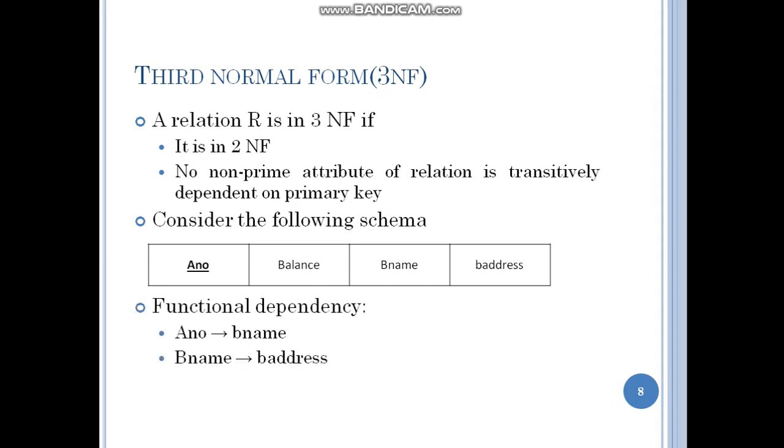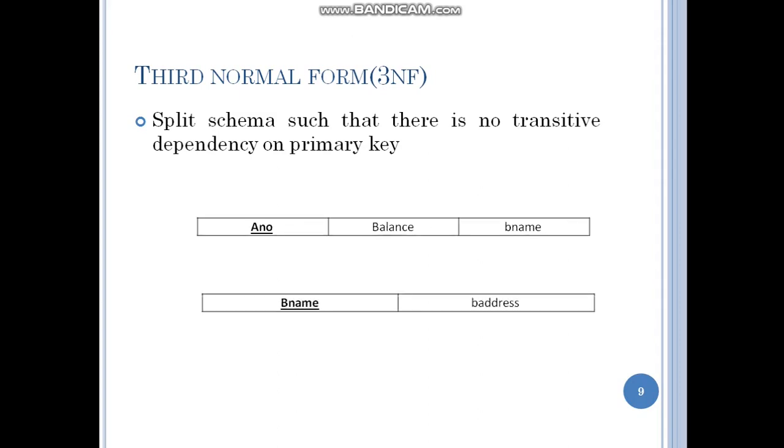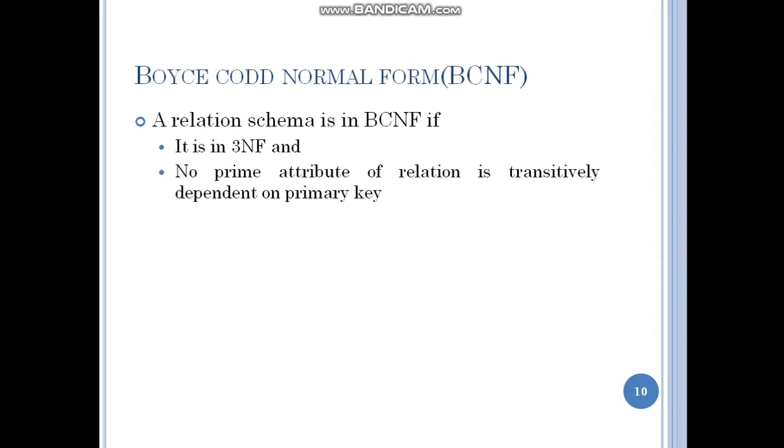Now let us check for the second clause. The major functional dependencies here are branch name is dependent on account number and branch address on branch name. So we can say the transitive dependency of branch address on account number holds. Hence this transitive dependency on the primary key has to be removed to convert the schema into third normal form. Split the schema in such a way that there is no transitive dependency on the primary key. So if we split it as account number, balance and branch name, and branch name and address, there would be no transitive dependency on the primary key.